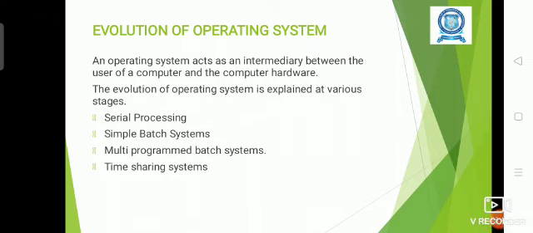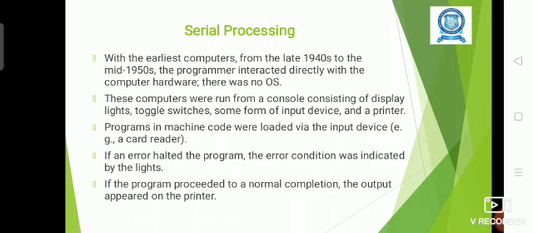The evolution of operating system is explained in various stages like serial processing systems, simple batch systems, multi-programmed batch systems, and time-sharing systems. Serial processing systems were used with the earliest computers during the period of the 1940s to the middle of the 1950s. In this system, the programmers directly interacted with the hardware. There was no operating system and no interface tools were used. The computers were run from the console consisting of display lights, toggle switches, and some form of input device, and a printer device was used.